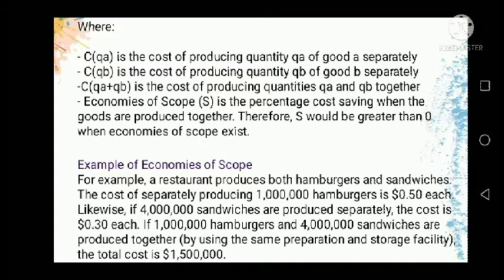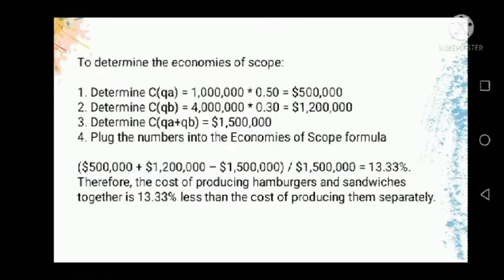Example of economies of scope. A restaurant produces both hamburgers and sandwiches. The cost of separately producing 1 million hamburgers is $0.50 each. Likewise, if 4 million sandwiches are produced separately, the cost is $0.30 each. If 1 million hamburgers and 4 million sandwiches are produced together by using the same preparation and storage facility, the total cost is $1,500,000.